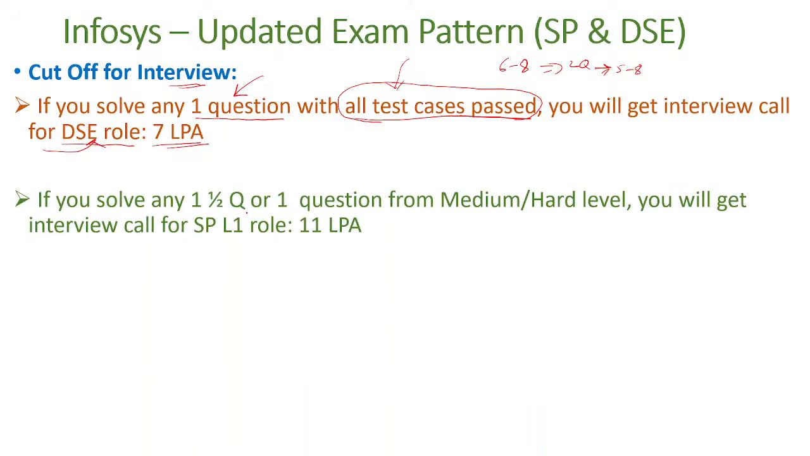Then if you solve one and a half questions, one from medium or hard level and one from easy, you will get an interview call for the SPL1 role, which is an 11 LPA package. That means one easy question, or one question from medium or hard level, completely solved, and the other question with, out of 12, 6 to 8 test cases passed. Then there is a chance of getting an interview call for the SPL1 role.